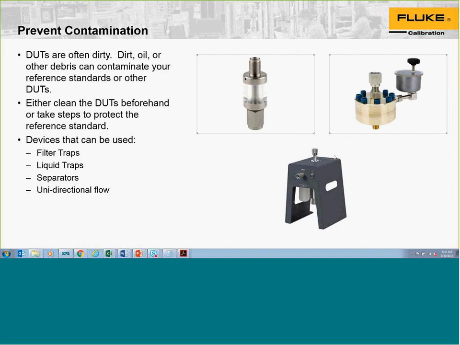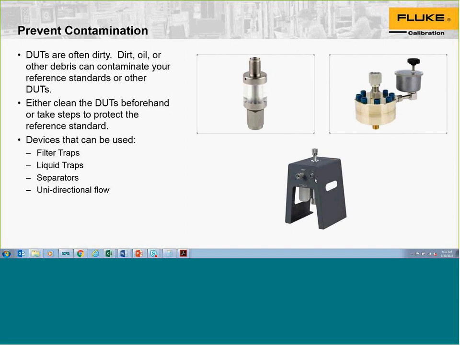Another example is setting up a system to have unidirectional flow. That is, the media flows from the reference standard to the device under test when going up in pressure, and then when going down in pressure, instead of, as you normally would do, having the media flow from the device under test back to the standard or the reference, having it vent in a different direction outside the system.